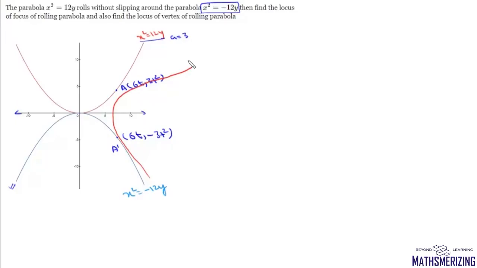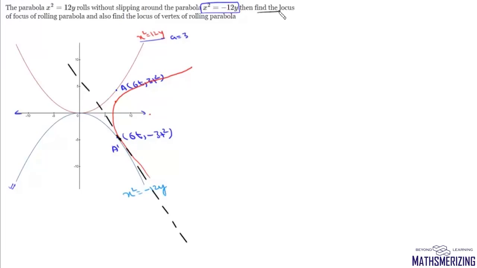in this way. Now we need to find the locus of its vertex and focus. Clearly we can say that this parabola, once it has rolled down along this fixed parabola, is nothing but the reflection of this fixed parabola about the tangent at this point A. Now we'll start solving the question.